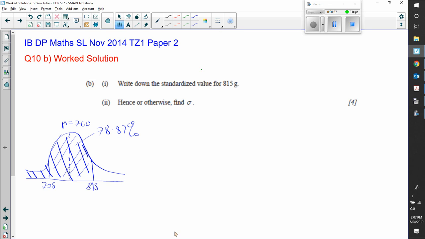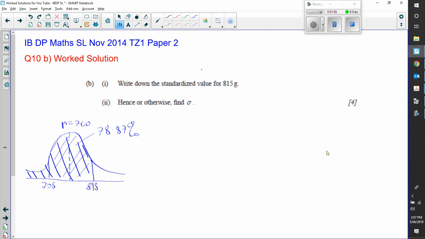Now it says write down the standardised value, so we should be able to find it somewhere. We don't have to do any working out, we just have to find it and write it down. This is a paper 2, so we assume they want us to use technology, our GDC. With the information we've got, we don't have a standard deviation. We've got an area, we've got 2 points, and we know what the mean is.